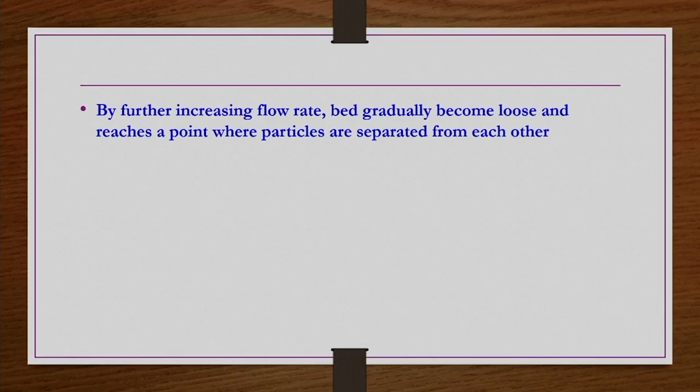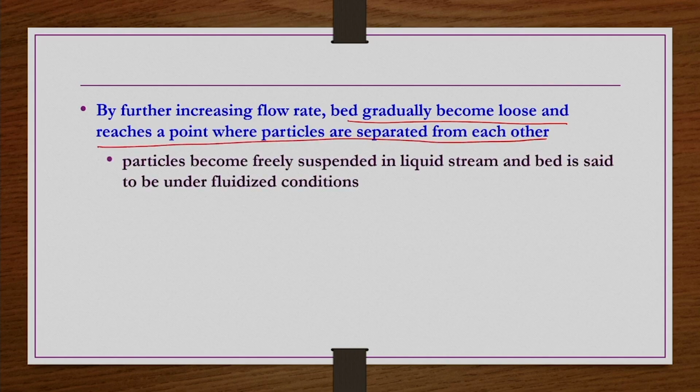If the voidage is higher, then it will be offering less resistance. By further increasing the flow rate, what happens? The bed gradually becomes loose and reaches a point where the particles are separated from each other, and then particles become freely suspended in the liquid stream, and the bed is said to be under fluidized conditions. So, even if they are solid particles, they behave like fluid particles, they are under fluidized condition, right. That is the reason these kinds of beds are called fluidized beds. Even solid particles behave like fluids, they are suspended like fluid particles.